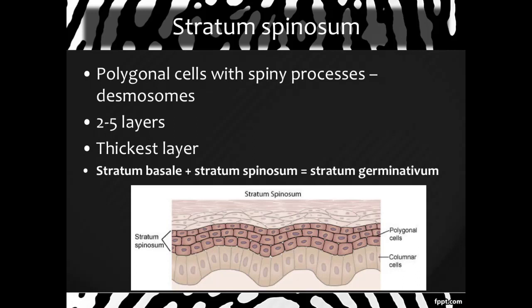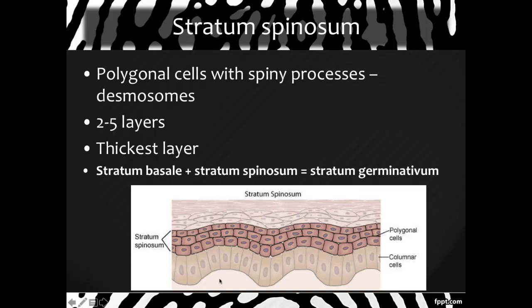Second layer is the stratum spinosum. Stratum spinosum is composed of 2 to 5 layers of polygonal cells with numerous spine processes, and these processes are attached to similar processes of the adjacent cells by desmosomes. In the light microscope, the site of these desmosomes appears as a slight thickening, which is called the node of Bizzozero.